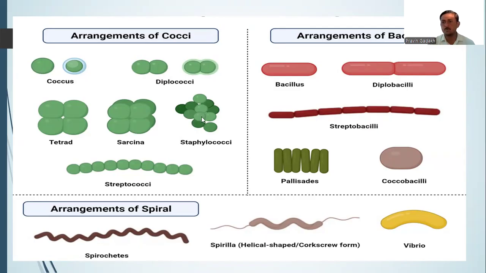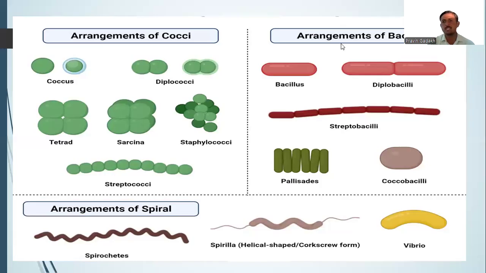This is the Staphylococcus type of arrangement. This is nothing but the Streptococci. So if the cocci are arranged in a chain, we can say it is the Streptococci. With respect to the plane of reproduction, or you can say with respect to binary fission, they are arranged in a particular manner.